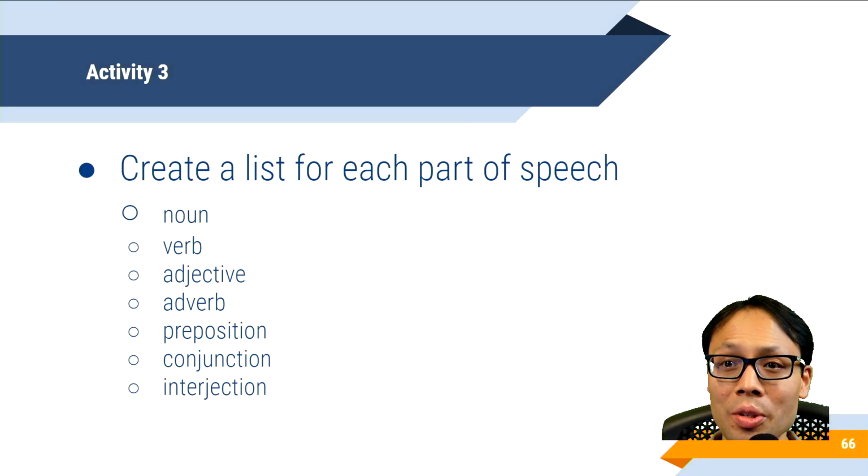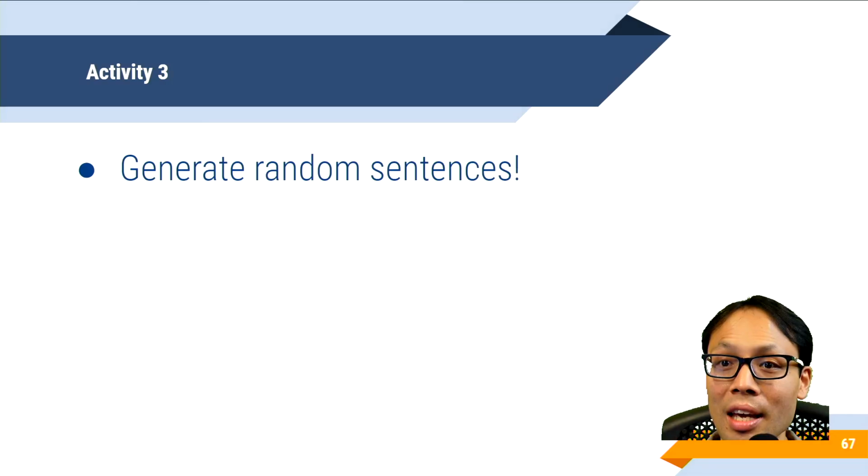All right, what I want you to do, similar to what you've done previously, is create a list of words for each part of speech. So for example, nouns, verbs, adjectives, adverbs. And then I want you to generate some random sentences.